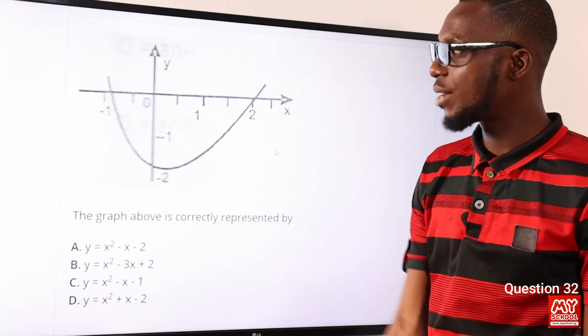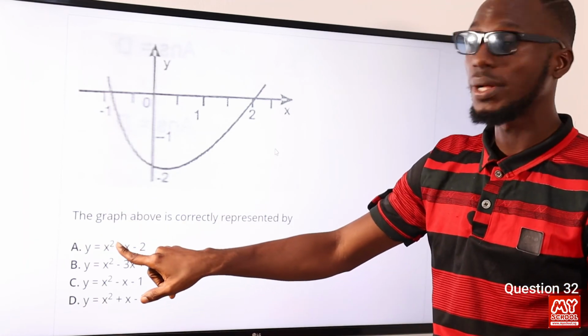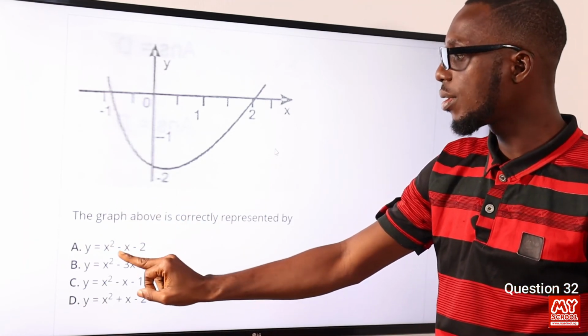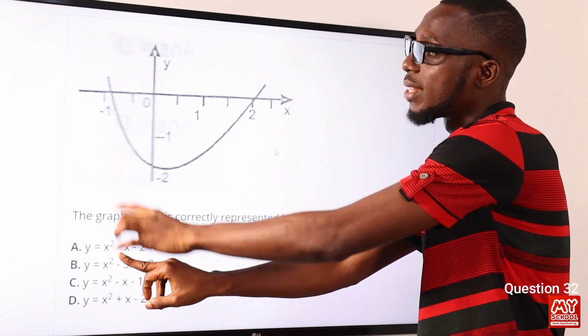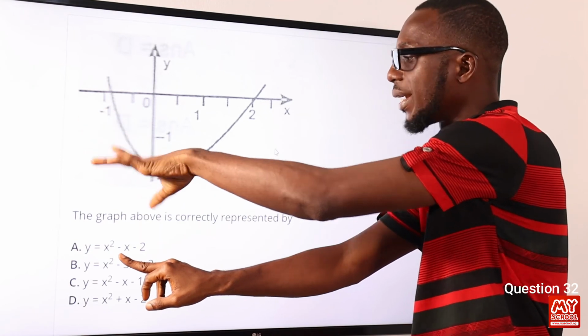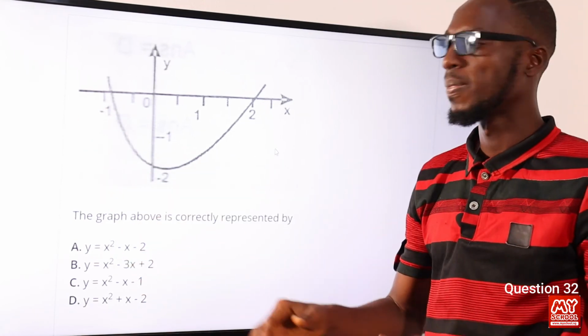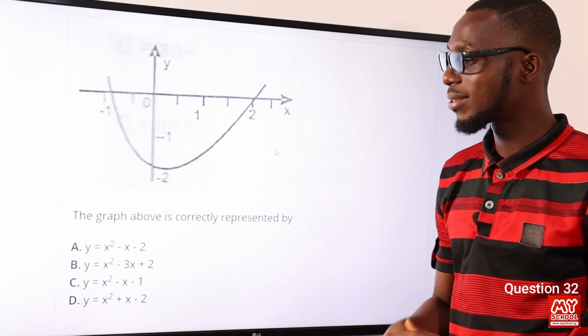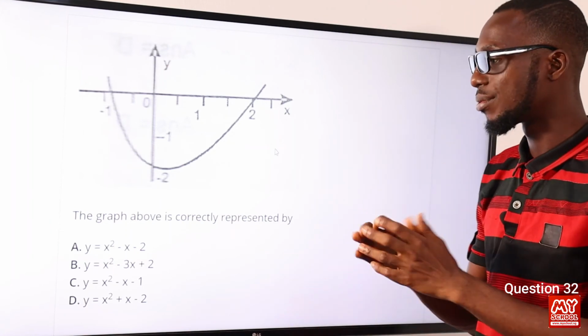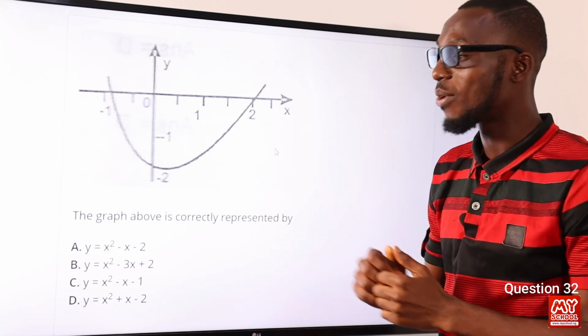Let's try it out with minus 1. Minus 1 raised to power 2, that is 1. Then 1 minus, this is minus 1 already, so minus times minus is plus. So 1 plus 1, that is 2, minus 2, that is 0. So this is the most viable equation. If you try it out with others, you will see that it doesn't amount to 0. So the correct option here is option A.